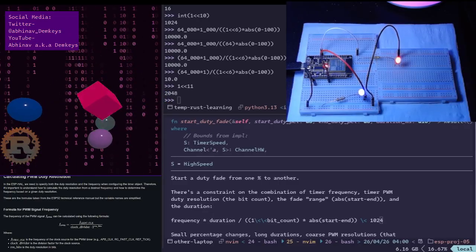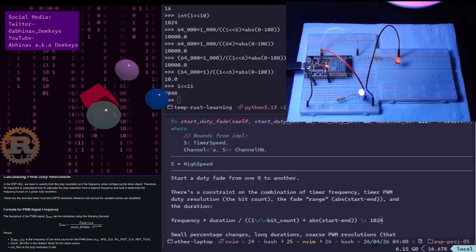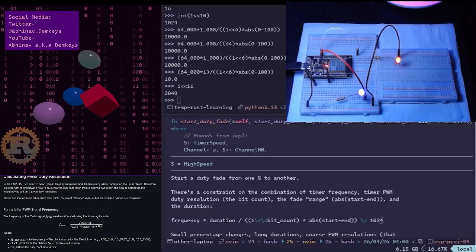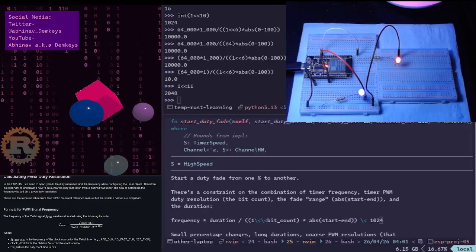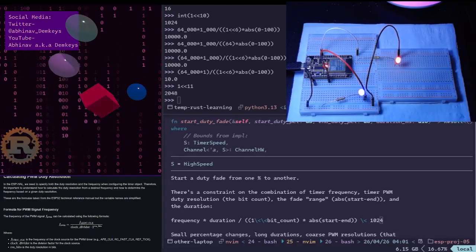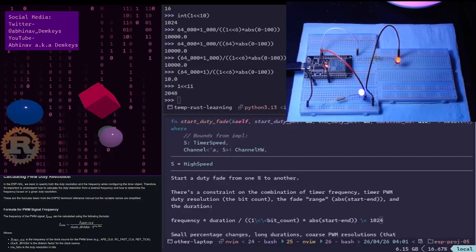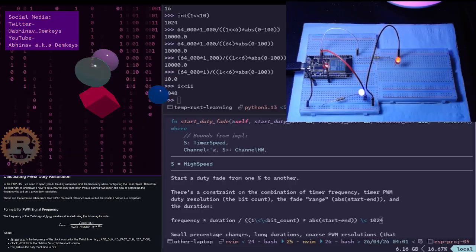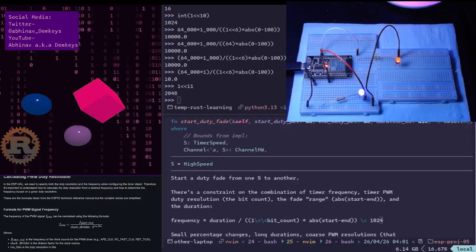Hey, so just for clarification, when you say duty cycle, do you mean the entire cycle, both on and off states, or just the percentage of the cycle that the signal is on for?